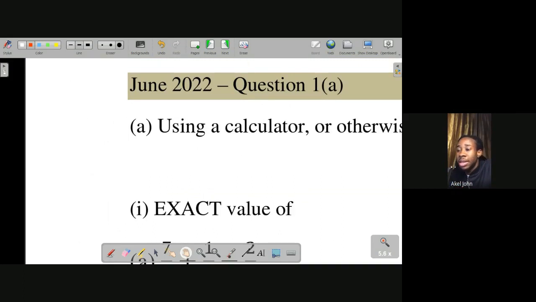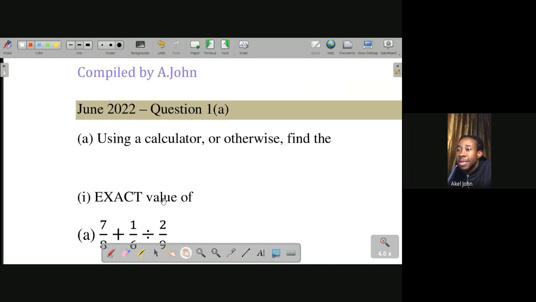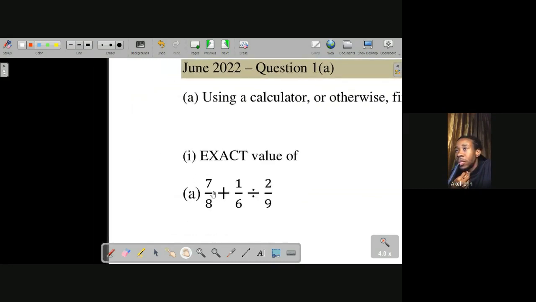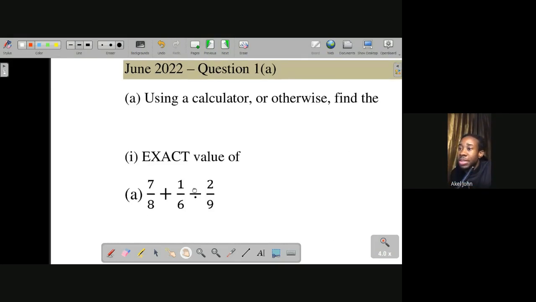Question 1a. It reads, using a calculator, otherwise find the exact value of 7/8 plus 1/6 divided by 2/9. Since this question comes in question 1, normally you'll just plug it straight into your calculator and that would be the end of it. But let's say that you are unable to use a calculator for some reason. This is how you would go about it.